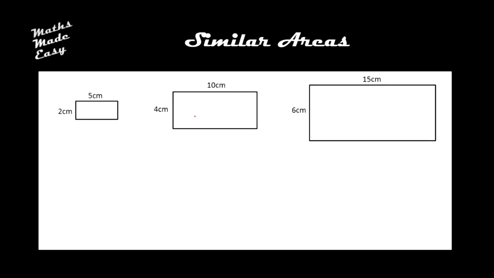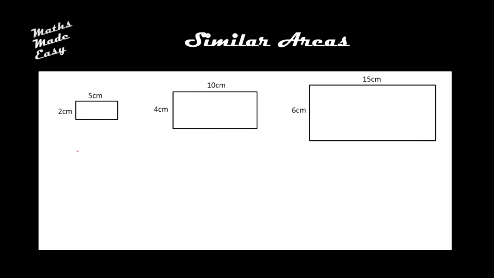So here I have three different rectangles which are all similar, because if you take this 5 and double it to get 10, and you take this 2 and double it, you get 4. So this rectangle here is twice as big in terms of lengths, whereas if I go from this first one to this third one here, it's 3 times as big in terms of lengths. So let me just work out the area of each of them.